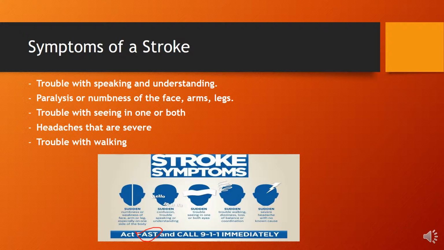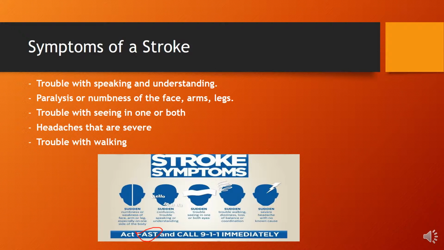So if you know, or if you suspect somebody is having a stroke, you can look at 4 things, and F is the acronym. So first of all, F is face. So ask the person to smile. Does one side of the face droop?